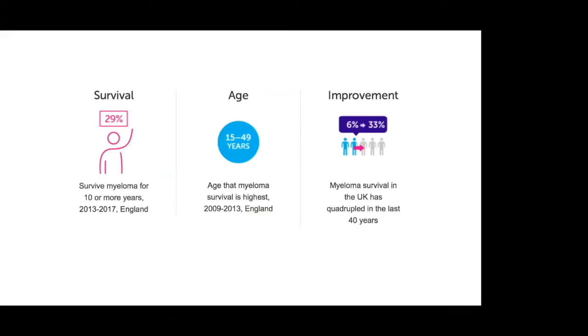Now, the landscape has completely changed in multiple myeloma, where 10 years ago, your life expectancy was quite short. Actually, the 10-year survival is now 30%. And as you can see, it hits quite a young population, 15 to 40 years, and they have the best survival in these young patients. The myeloma survival, and this is really important, has quadrupled in the last 40 years. Where it was 6%, it's now 33% overall, which is quite amazing and does change things.